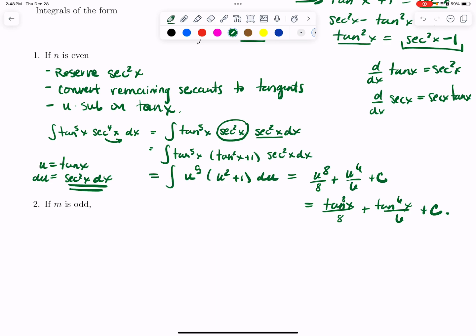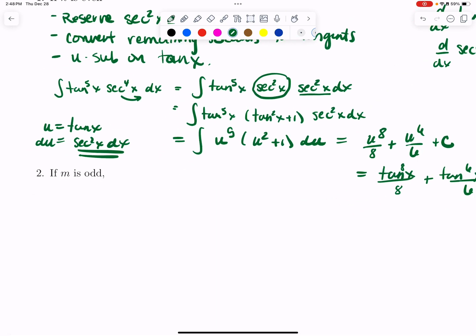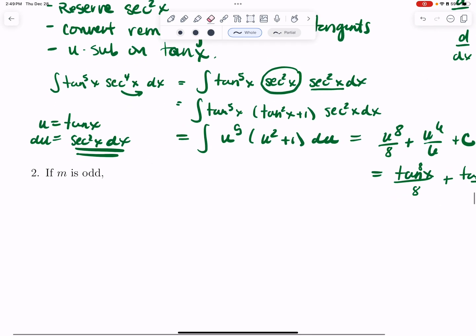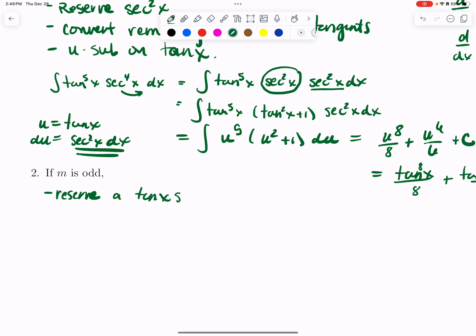If we have an odd power of tangent, then this time we're going to reserve a secant and a tangent. Okay? Because then we're going to do a u sub on secant, in which case we need to have a secant x tan x for the du. Let's see it in action. So let's write down what I said. In the case where your power on your tangent is odd, we are going to reserve a tangent x, secant x.